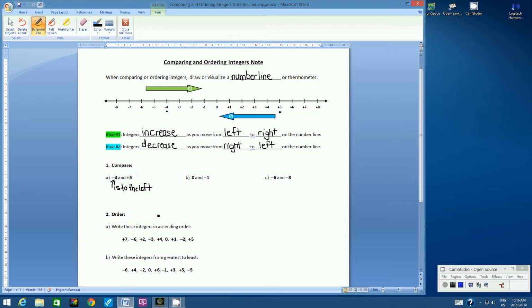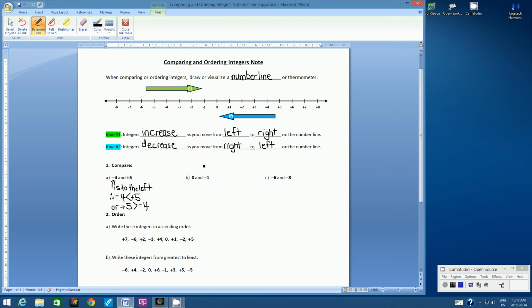Okay, so negative 4 is to the left. Therefore, negative 4 is less than positive 5. Now, if we were to turn this statement around, we can write another statement that's also true. Therefore, positive 5 is greater than negative 4. So when you're comparing two integers, please give me both statements that are true. Okay? All right, so let me just erase these marks because we might need this number line later.